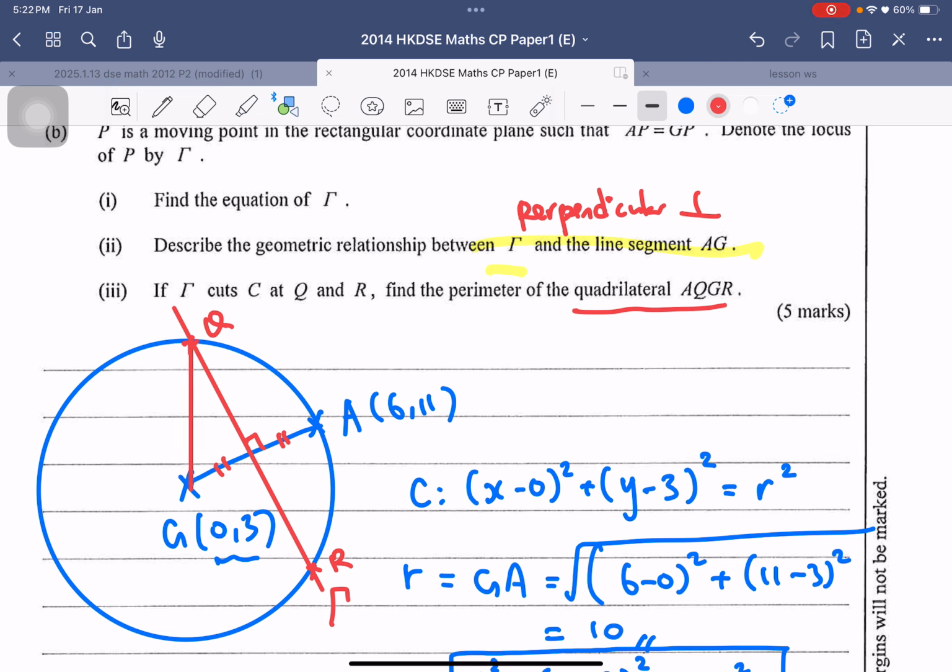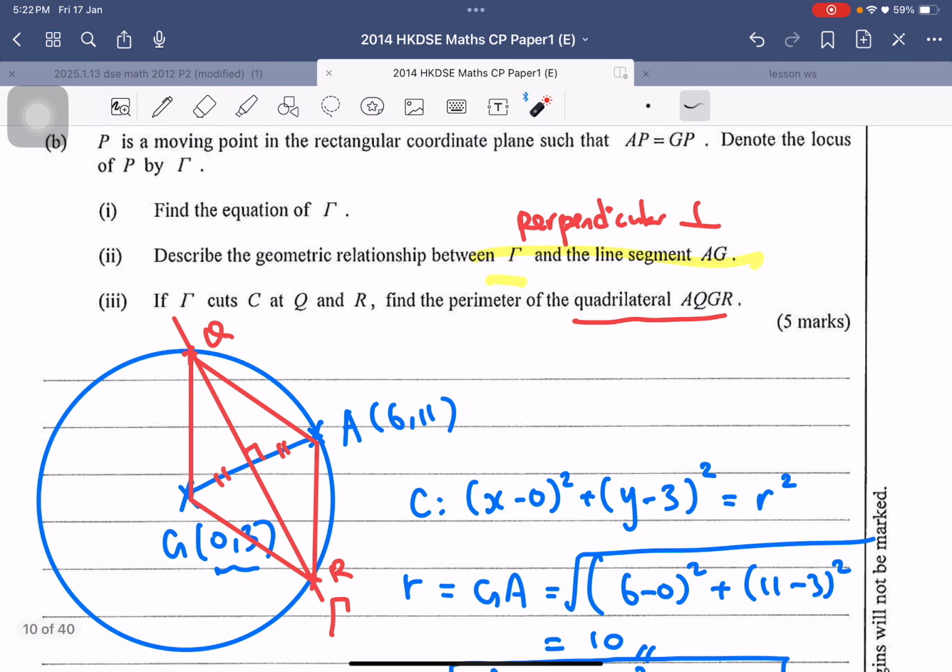So this is your quadrilateral. But what is it? Rhombus? Trapezium? Two triangles? Parallelogram? What do you think? You need to find the perimeter. So tell me, what perimeter do you need to find? All sides. All these four sides, isn't it?